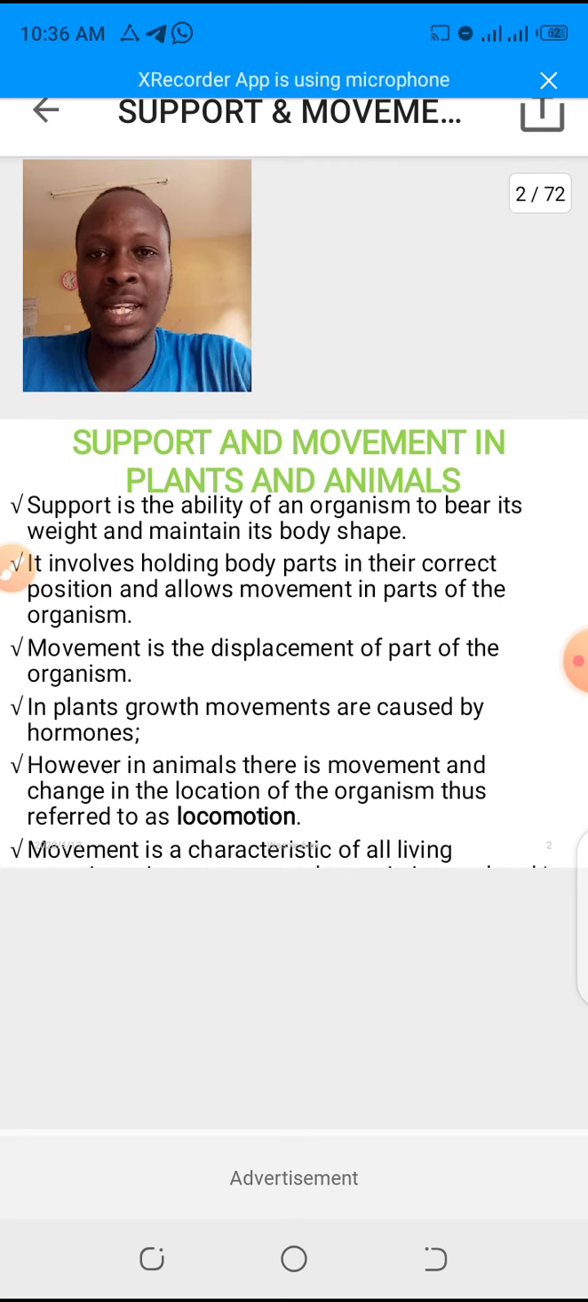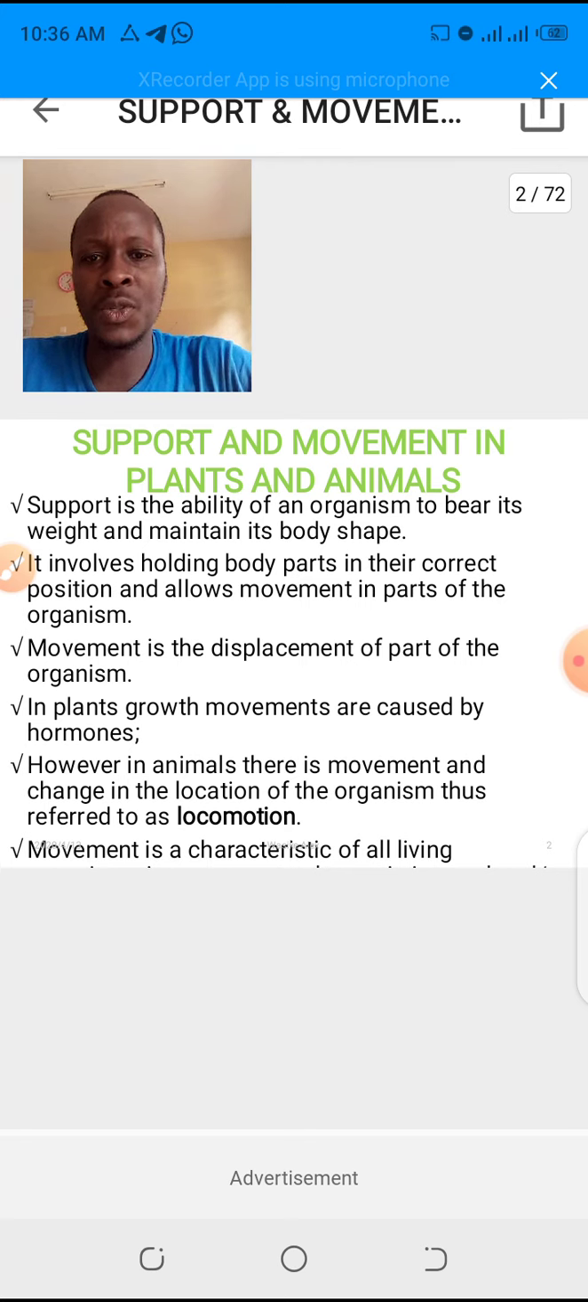We shall start by reminding ourselves of what we covered last lesson. Last lesson, we learned about support and movement in plants and animals. So we were able to define support. We said support is the ability of an organism to bear its weight and maintain its body shape.